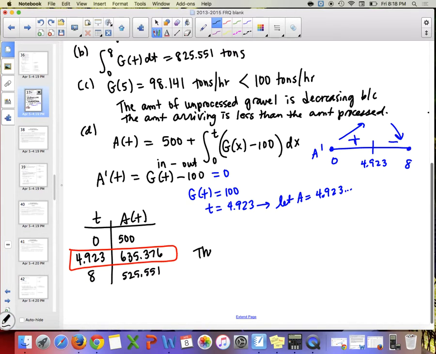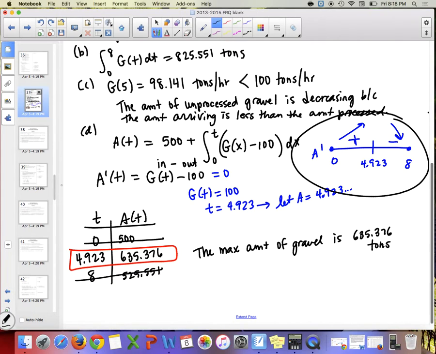So we would say the maximum amount of gravel or unprocessed gravel is 635.376 tons. Now you wouldn't have to check these two if you had just written what happened, like wrote somewhere what happened in that table. So you could say a prime is greater than 0 on 0 to 4.923, a prime is less than 0 on 4.923 to 8, and that would be enough to justify that you did have a maximum there. But it's always good to check those endpoints as well.